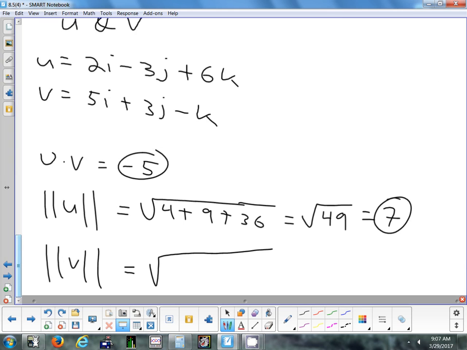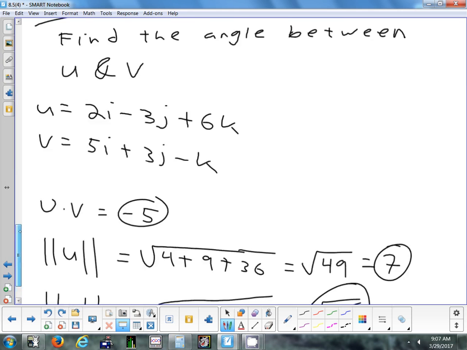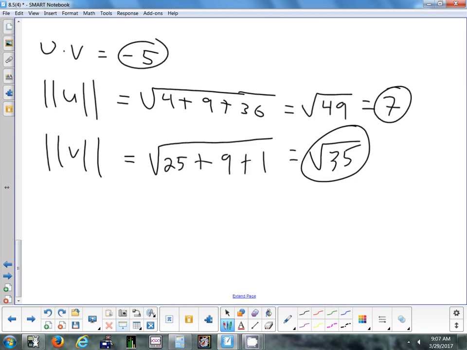Okay, and now length of v: 25 and 1. Square root of 35. Okay, so now the three things I circled, just fill them into the formula. Or if you want to take the inverse cosine right away, we can just set it up that way. So get theta by itself. So inverse cosine, what goes on top? The dot product over.